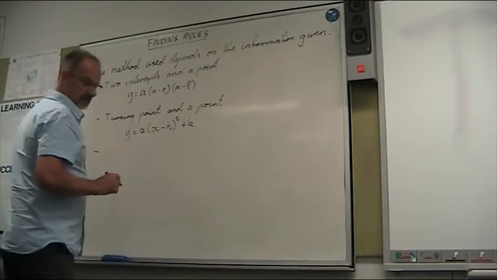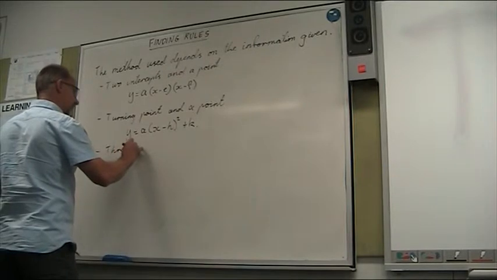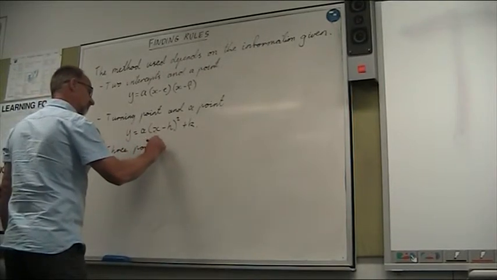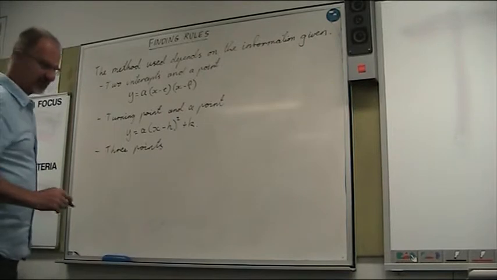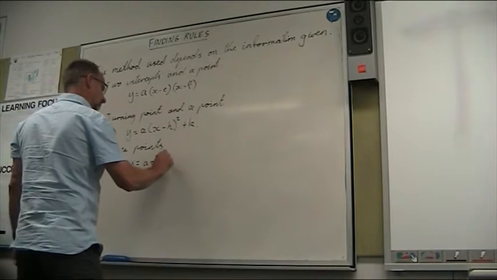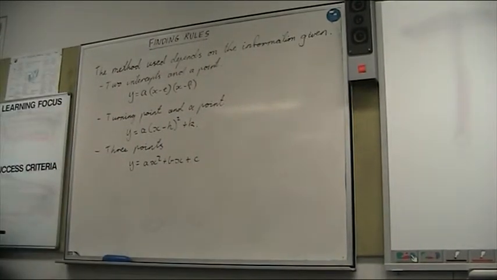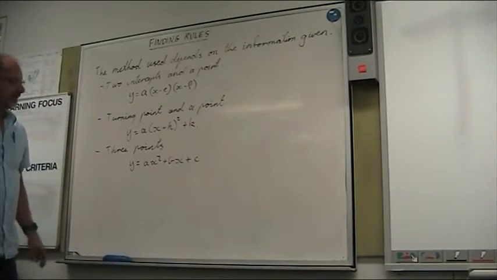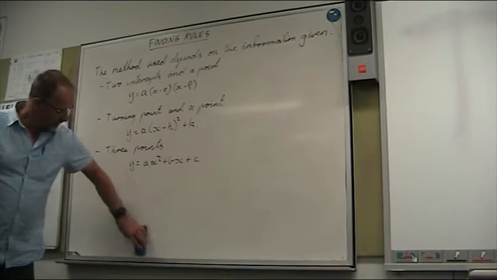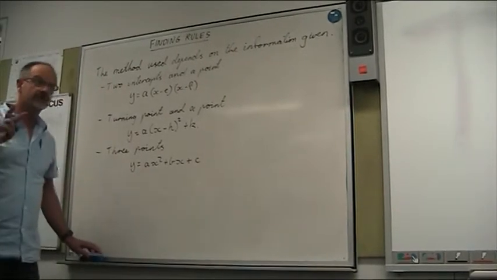And the other way the information can be given is that we have 3 points. And so if we have 3 points, we'd use the expanded form. And use those points to come up with equations, and then we'd solve simultaneously. And if you've got 3 to solve, you would use a calculator. You're not expected to solve any more than 2.